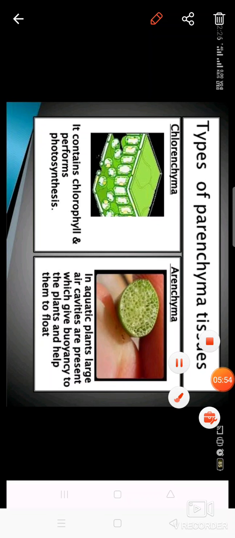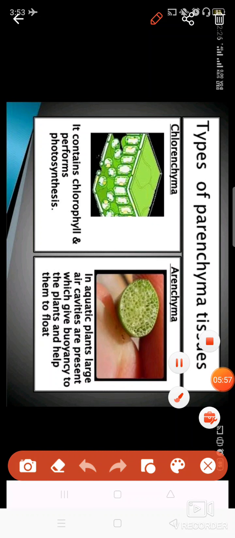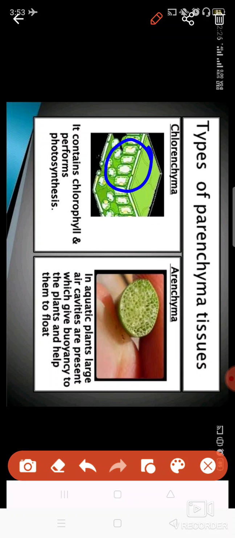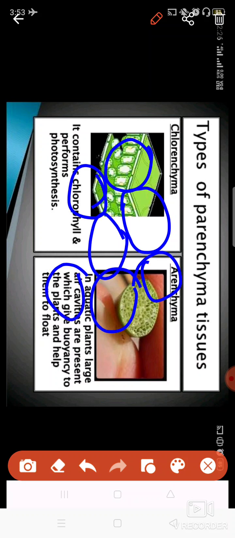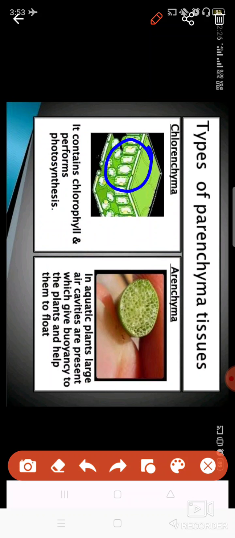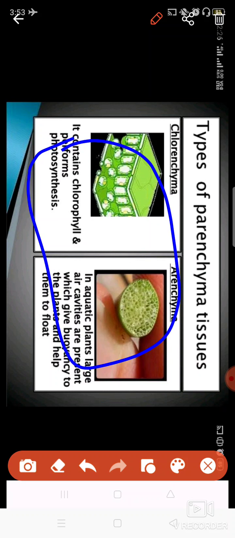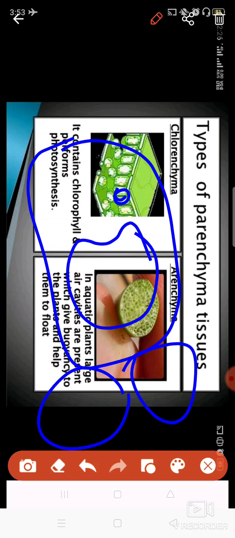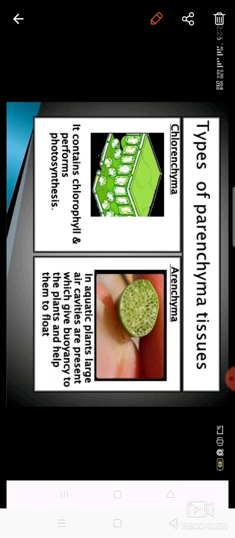And on the other hand, we have one more kind of parenchyma, which is known as aerenchyma. In this aerenchyma, the cells have large intercellular spaces. If you cut the root or stem of any aquatic plant, you will find many air spaces present. Their vacuole is designed in such a way that it traps gases, and it also has many air spaces. That is why it is known as aerenchyma.